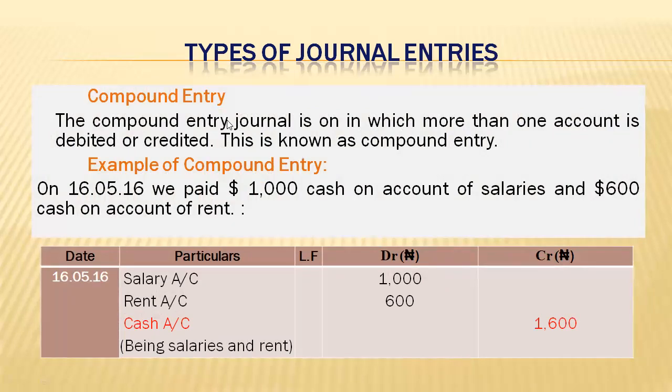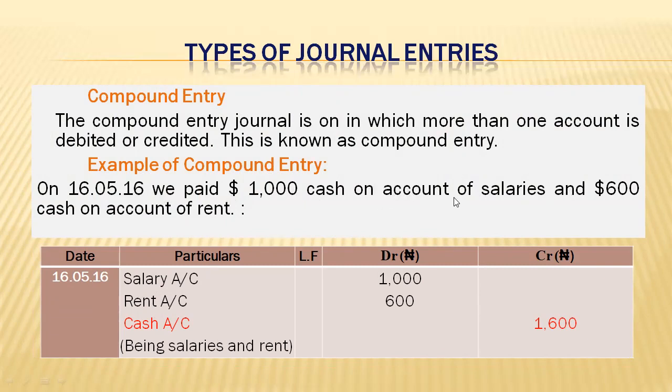So let's look at this example. On the 16th of May, 2016, we paid $1,000 cash on account of salary and $600 cash on account of rent. Now, if we are going to record this, don't forget this is a single transaction. The transaction occurred at the same time, but it affects more than one account.